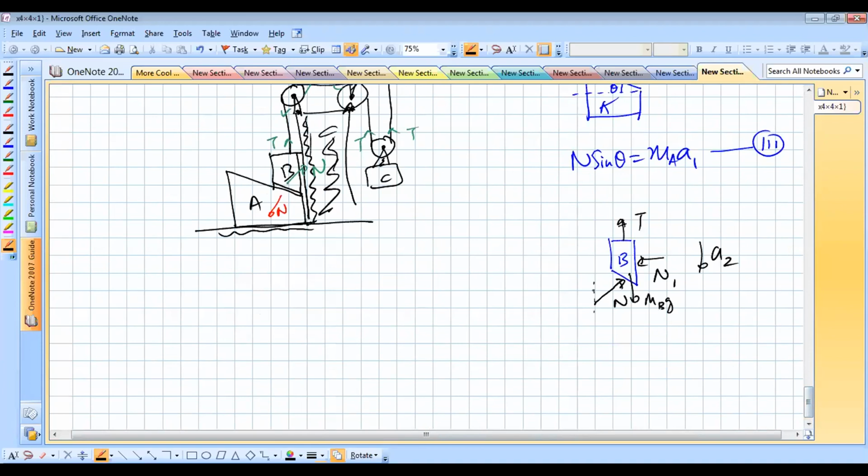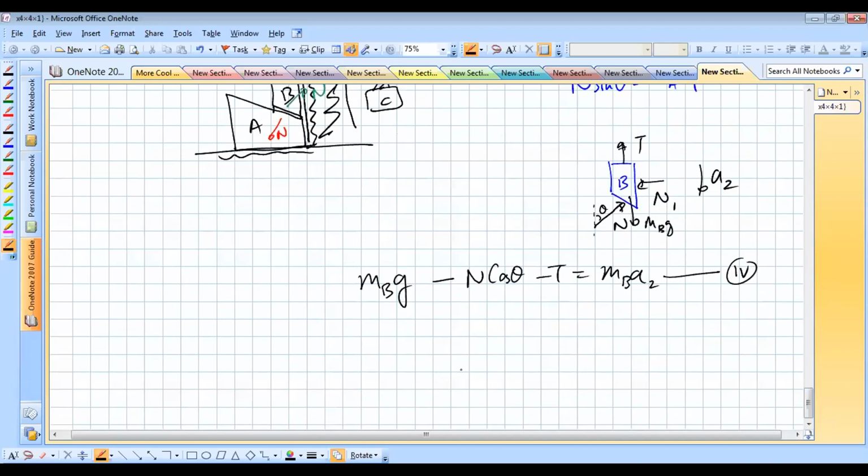So once again, this angle is theta. So weight of B minus the vertical component of this normal reaction, minus T is mass into acceleration. That's your fourth equation. And finally, on the other side for block C, a very easy equation. So weight minus 2T is mass into acceleration.